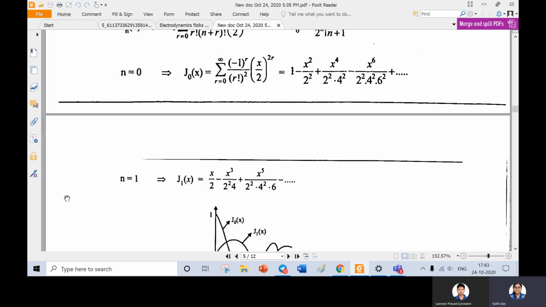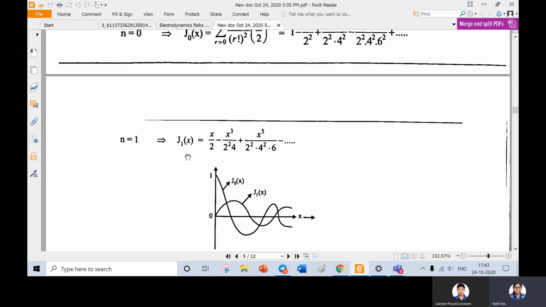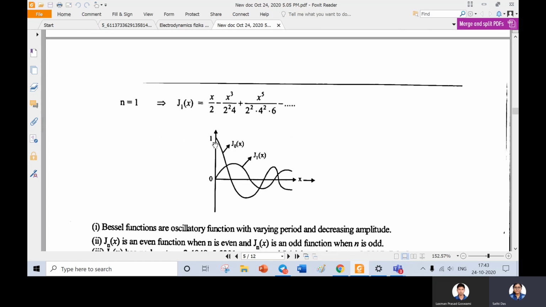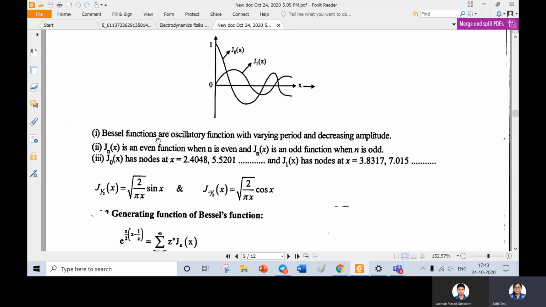So if we put n equals to 1, then we will get J1(x). If we put n equals to 2, we will get J2(x). And if we plot the different J0, J1 with respect to x, then we will get this kind of graph, or this kind of curve. So what are the properties of Bessel function?